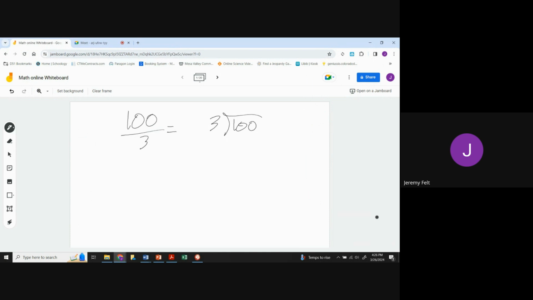So 3 goes into 1 0 times. 3 goes into 10 3 times, which is 9. 10 minus 9 is 1. Drop to 0. 3 goes into 10 3 times again, which is 9. So we have 1 left over, and it's going to give us that repeating decimal forever. So we have 33.3 or 33 and a third.